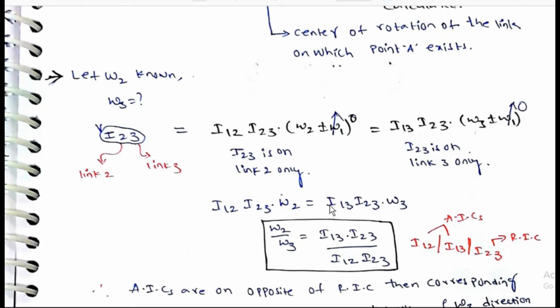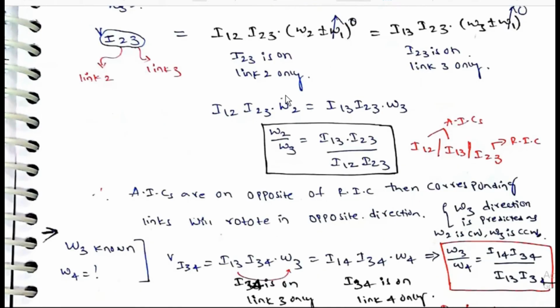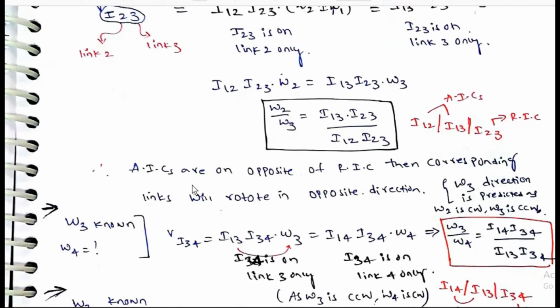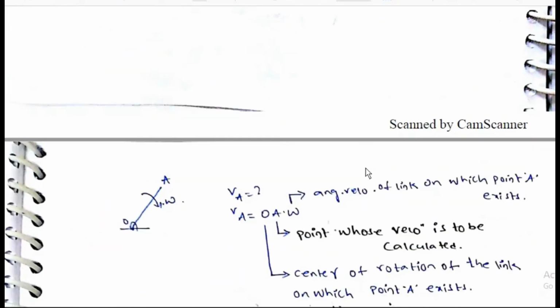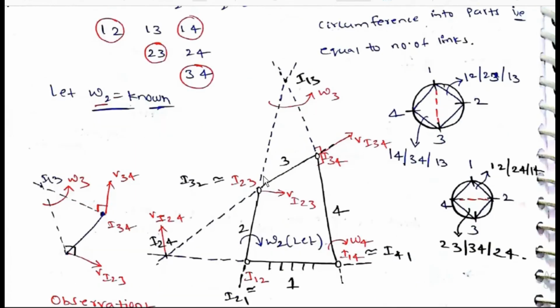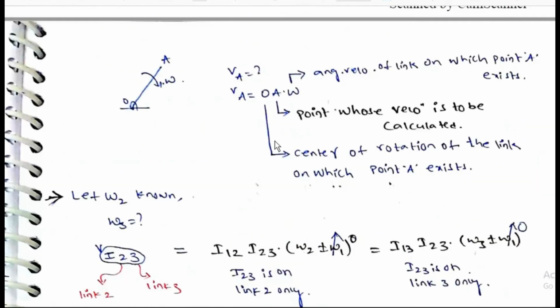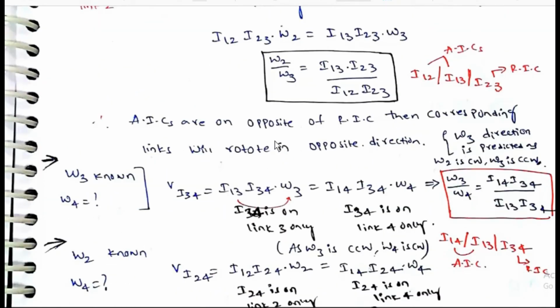These are distances. I12 and I13 are absolute icenters, I23 is the relative icenter. If the absolute icenters are on the opposite side of the relative icenter, then the corresponding links will rotate in opposite directions. I13 and I12 are on opposite sides, so both will rotate in opposite directions. If omega 2 is clockwise, omega 3 is counterclockwise.